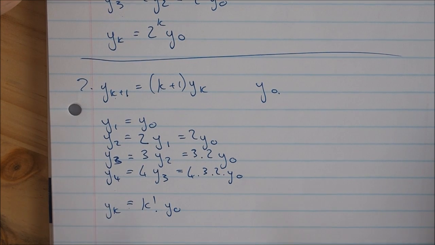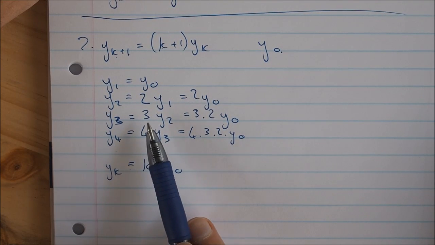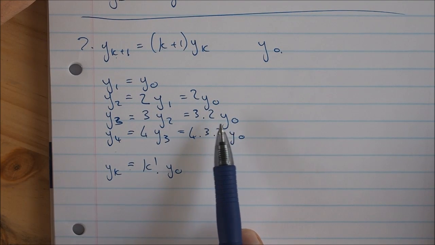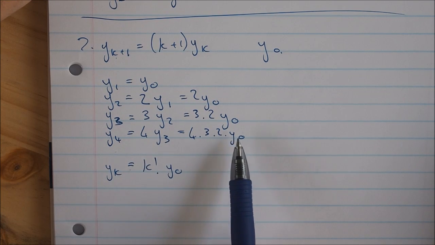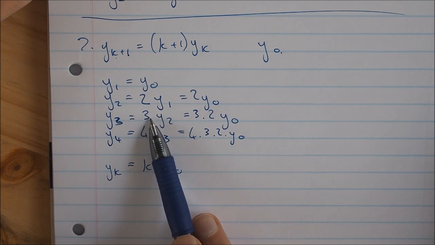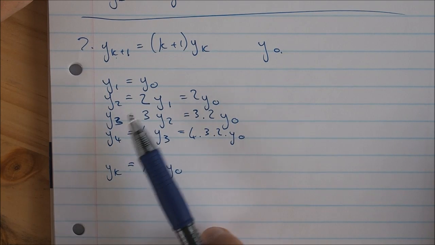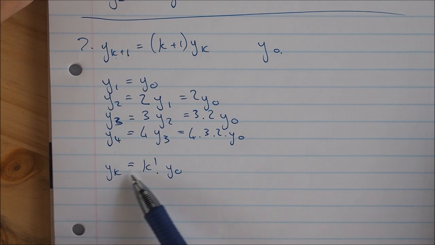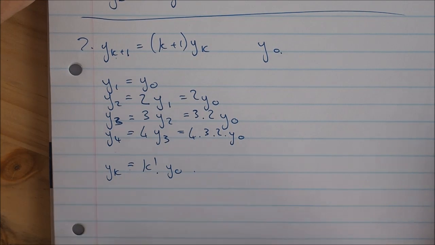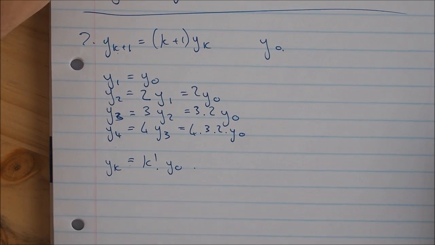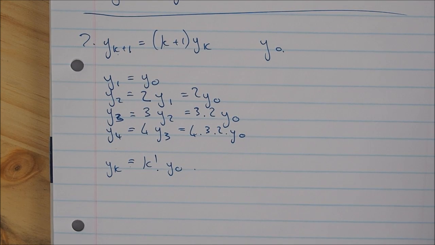Right? So 3 is 3 times 2 times 1 times y0. 4 is 4 times 3 times 2 times 1 times y0. So this is 4 factorial, 3 factorial, 2 factorial, and 1 factorial. So yk, the general form, is k factorial times y0. So hopefully that makes things a bit clearer, a bit easier.